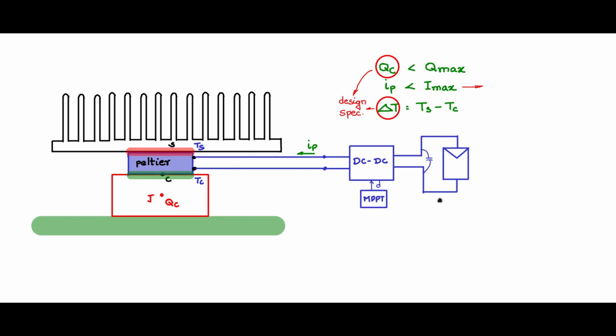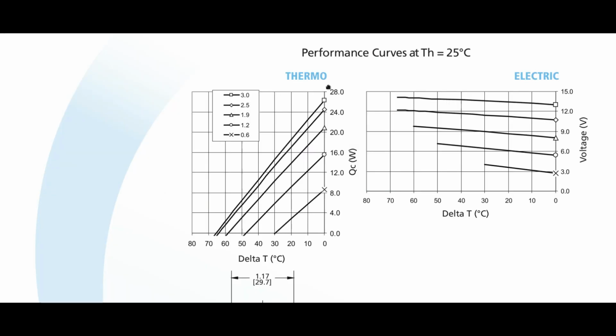IP you can decide from the data sheet after you have chosen the Peltier element. So keeping these factors in mind, delta T is a design spec, QC is a design spec. Let us look at the data sheet and see what information we can gain in trying to decide on the Peltier element. Now in the data sheet, consider this thermographs, nomograph.